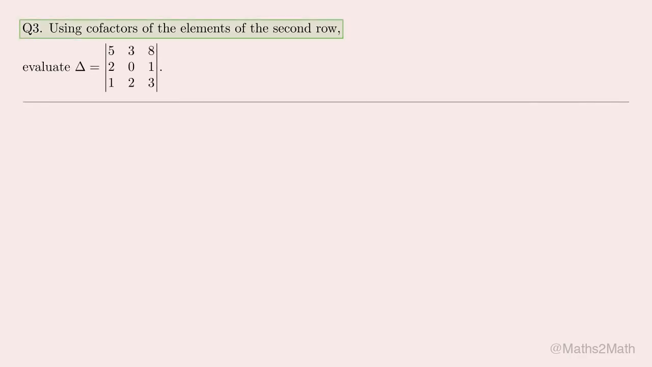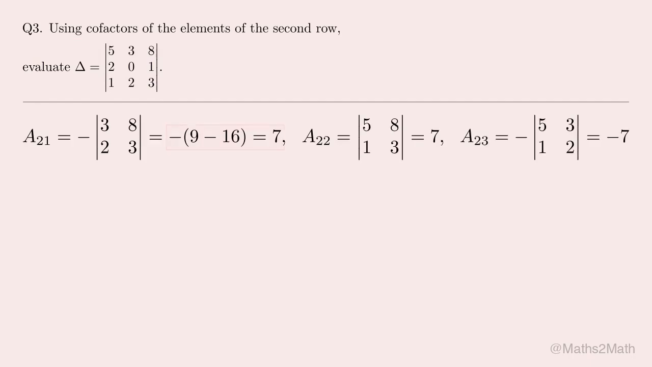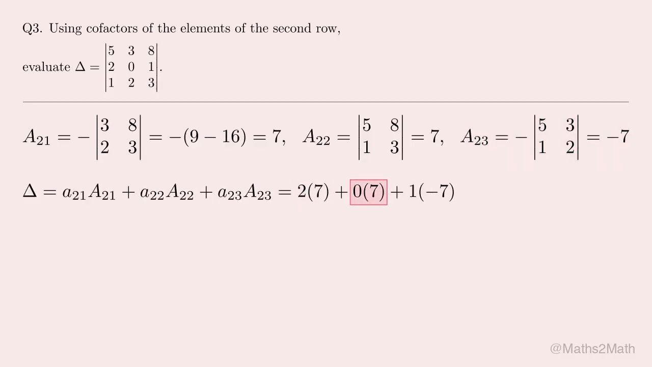Question 3. Expansion along the second row is smart because it contains a 0. The determinant is 5, 3, 8 over 2, 0, 1 over 1, 2, 3. The 3 second row cofactors, each with its sign and 2 by 2 written. The expansion, each second row entry times its cofactor, the 0 kills the middle term. 14 minus 7, the determinant is 7.